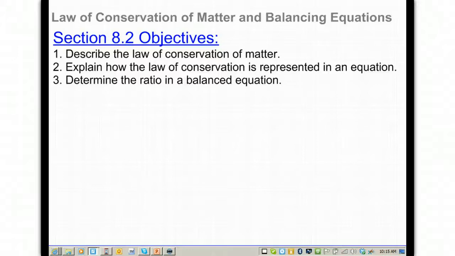The law of conservation of matter is related to balancing equations. So after this section, you should be able to describe the law of conservation of matter, explain how the law of conservation of matter is represented in an equation, and determine the ratio in a balanced equation.